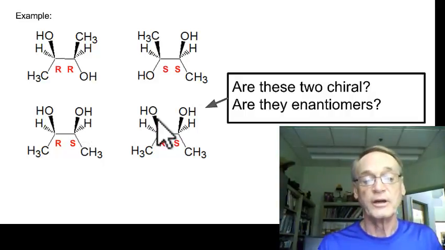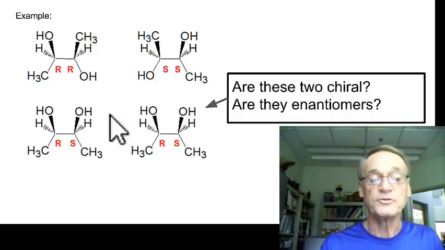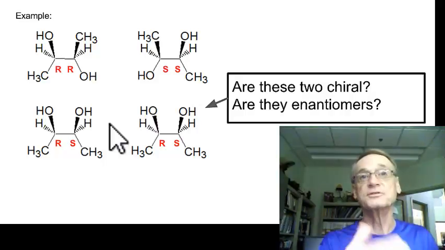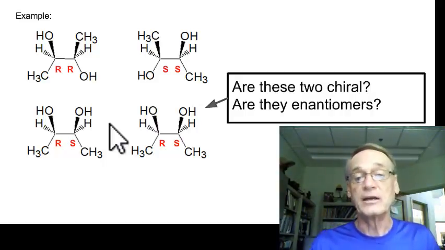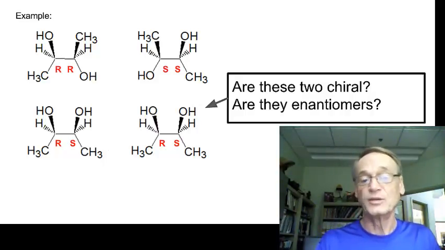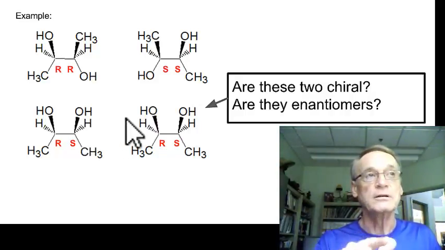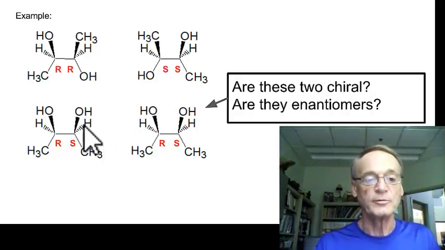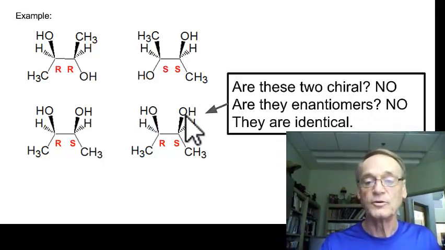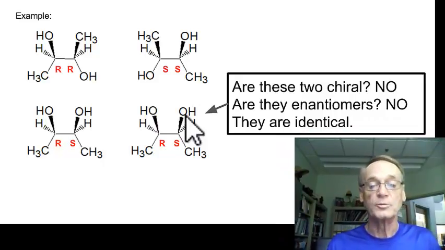Saying it another way, they are mirror images, but they're the same as each other. And any molecule that's the same as its mirror image is going to be achiral, in other words, not chiral. So are they enantiomers of each other? Well, they're certainly mirror images. But remember, to be an enantiomer, you have to be a mirror image, but also not the same as the mirror image. These two mirror images are the same as each other, so they're not enantiomers. Nope, not chiral, not enantiomers, they are identical.